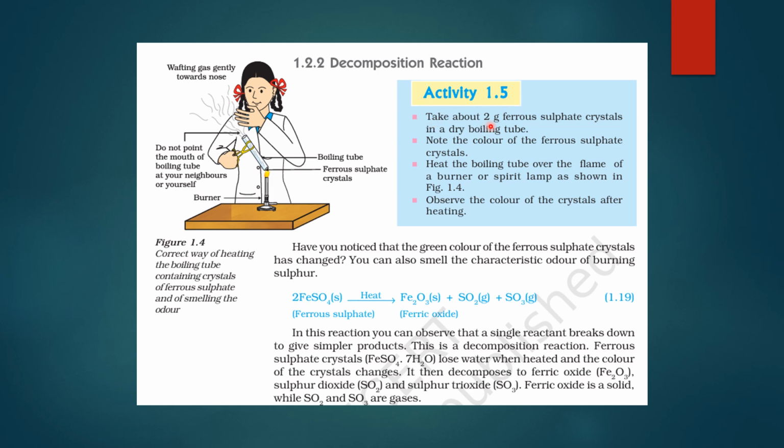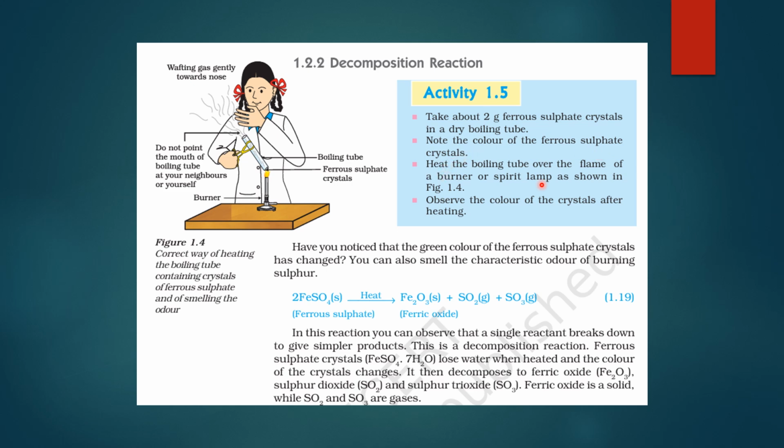We take about 2 grams of ferrous sulfate crystals in a dry boiling tube. So 2 grams of ferrous sulfate crystals are taken. You must keep in mind the boiling tube should be dry. Then we note the color of the ferrous sulfate crystals. We have to check what color the material has. You will observe it is green in color.